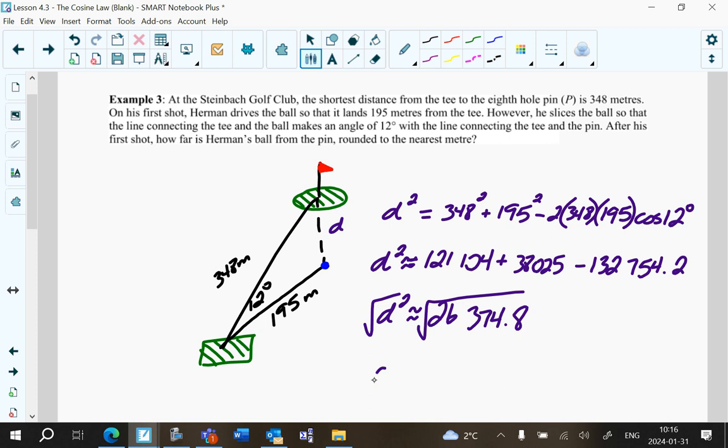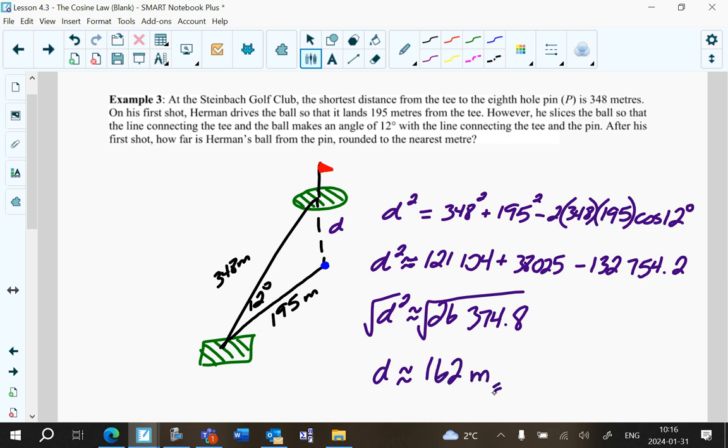Could you just plug everything into your calculator, like do it all at once? Yeah, sure. Okay, I also got this, rounded to the nearest meter: 162 meters. So that's how far he is from the pin.